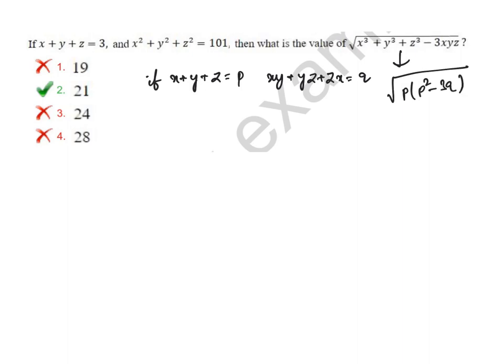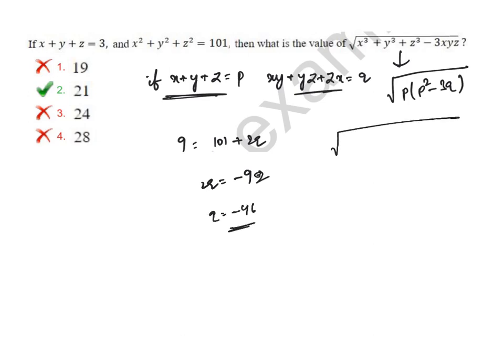First, find out xy plus yz plus zx. So, square both sides here. It becomes 9 is equal to 101 plus 2q. So, 2q is equal to minus 92. Therefore, q is equal to minus 46. Substitute here. Under root of, p value is 3, 3 into 3 square is 9. So, it becomes plus 3 into 46 is 138.